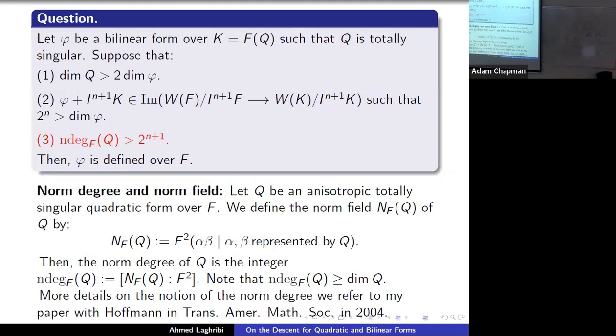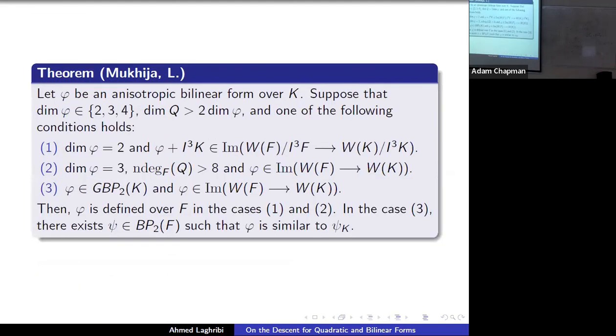So about this question, we prove the following with Kisha. We take phi, an anisotropic bilinear form over K. We suppose the dimension of phi is 2, 3, or 4, nothing beyond 4. Dimension of Q is bigger than two to the dimension of phi. If the dimension of phi is two, we take this condition here, it is okay. When the dimension of phi is three, we take the condition that the number is bigger than 2 power n plus 1, where n is 2. And here you see phi belongs to the image.